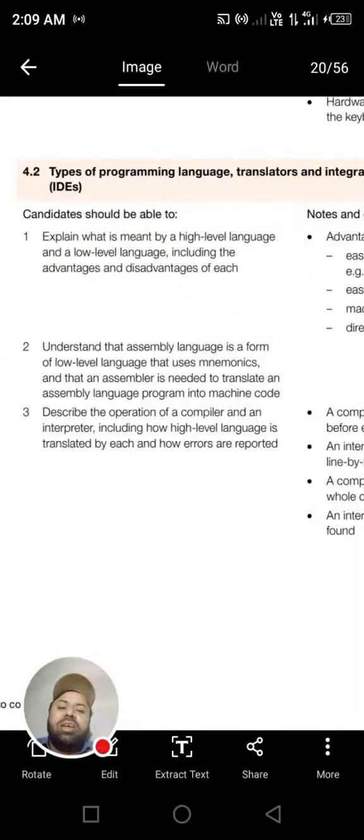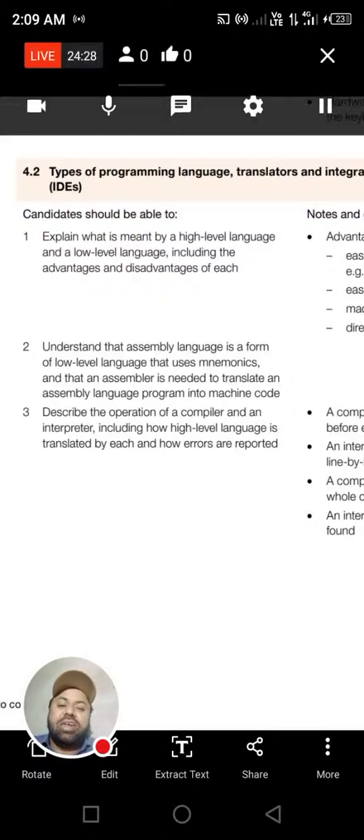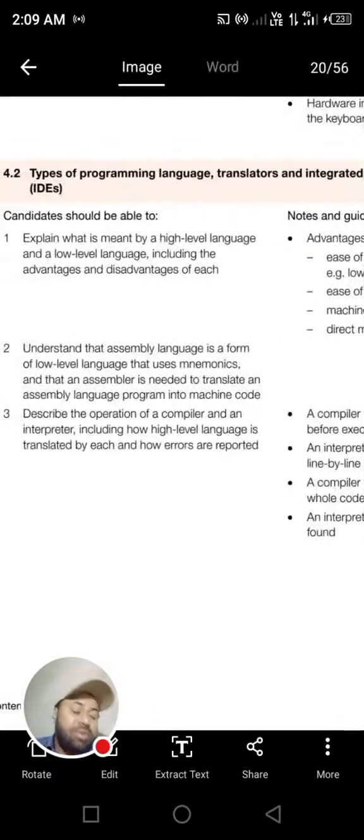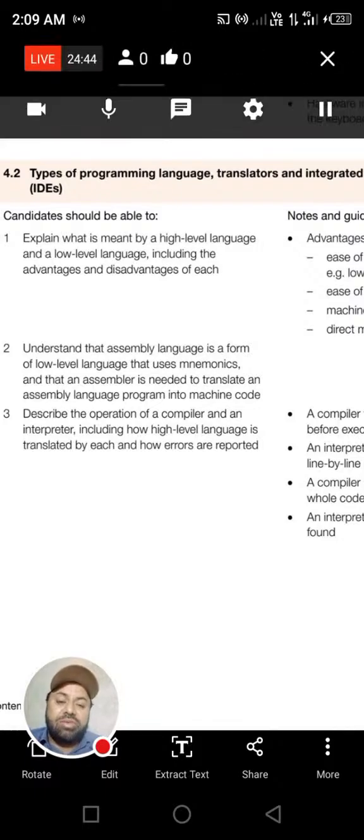Understanding that assembly language is a form of low-level language that uses mnemonics, and that an assembler is needed to translate an assembly language program into machine code. So there are these symbolic versions: high-level language, then assembly language, then machine language. An assembler is software which converts assembly language to machine code, which is 0-1 code.